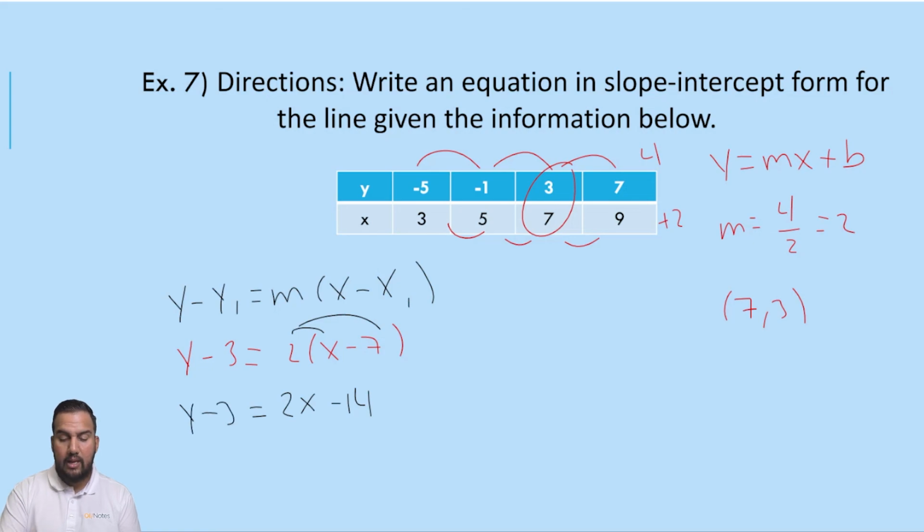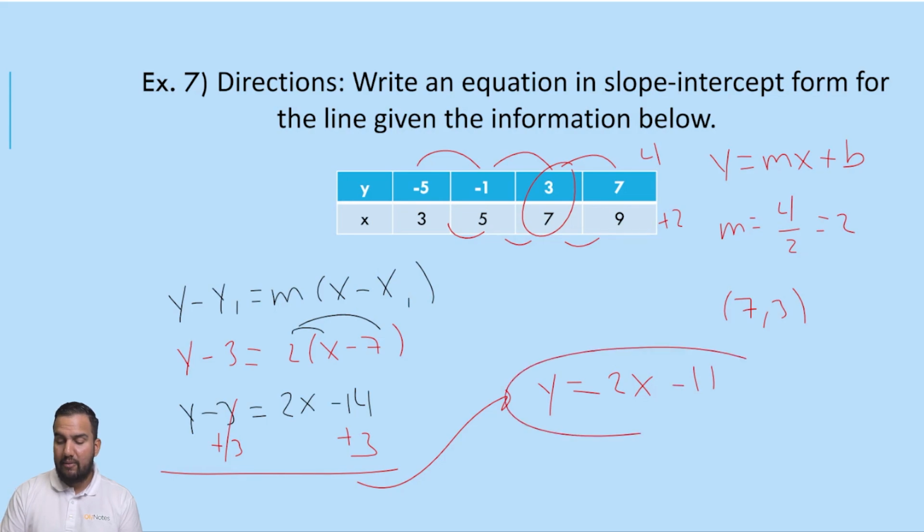And then the last step after you distribute is what? You move over. Move what over? Whatever's next to y, which in this case is a negative 3. So I'm going to do the opposite. Plus 3, plus 3. I'm going to come to the side so I have more space. And my final answer is y equals, the 3's cancel out, 2x negative 14 plus 3. One negative, so you subtract. 14 minus 3 is 11. 14 is bigger, so it's minus 11. And that's my final answer.